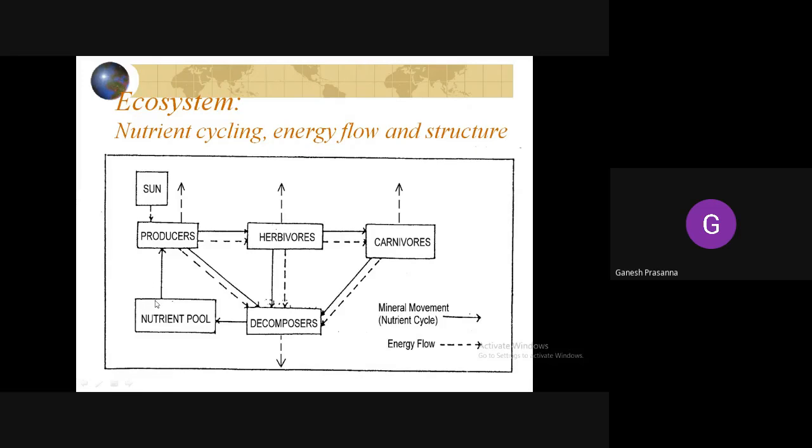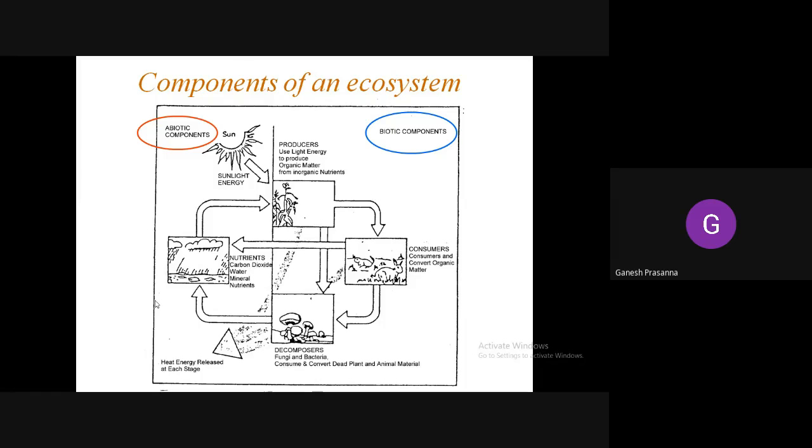Okay. So coming to the components of the ecosystem, there are two important components: the abiotic component and the biotic component. Abiotic components are the ones which do not have life, but in turn they support the life systems. Biotic components are the ones which have life. Like the producers, plants, they have their life. Using the sunlight energy, they produce organic matter from inorganic nutrients. Consumers and also decomposers.